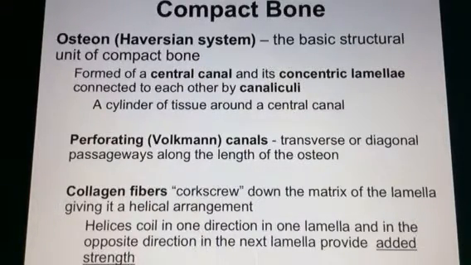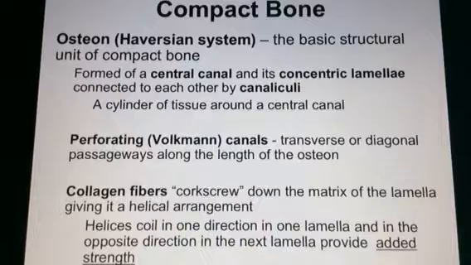There's a basic structural unit of compact bone, and that is called the osteon. I like osteon way better than Haversian system. We'll talk about the word Haversian later, but osteon makes more sense to me. That's basically one structural unit, made of the central canal and the lamellae around it, and the lamellae are connected to each other by those little canals. So there's basically a cylinder of tissue around that central canal. As I said on the previous slide, it reminds me of a dartboard. That bullseye is the central canal, and then around that are the lamellae.